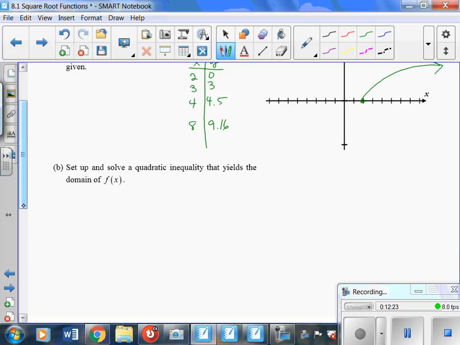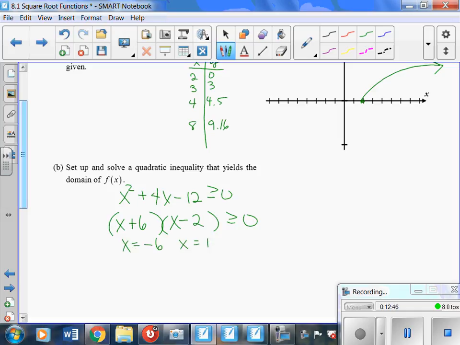All right, so now I take my original, x squared plus 4x minus 12 is greater than or equal to 0. I factored it, because the only way I can solve a quadratic is by factoring it or using the quadratic formula, and I get x plus 6, x minus 2. So my bounds are going to be negative 6 and positive 2.